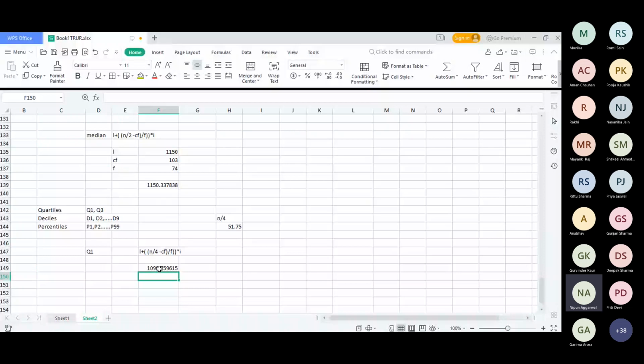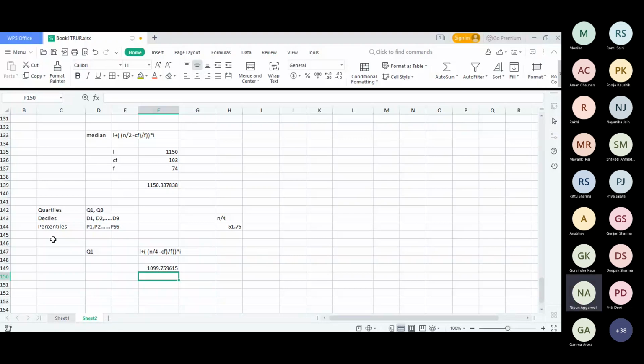1099.75, that becomes the first quartile Q1. So that means 1099.75 will divide the data, from 1099.75, 25% values are below it and 75% values are above it.